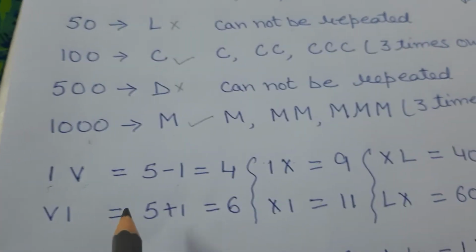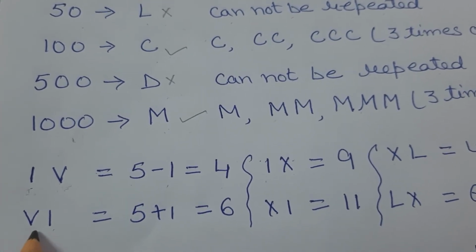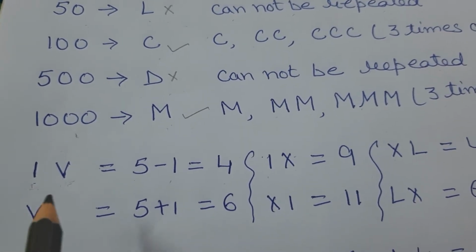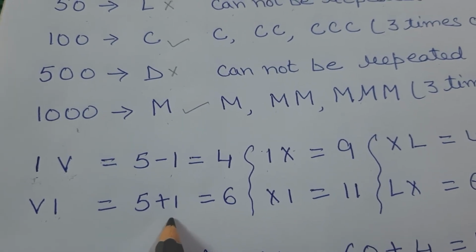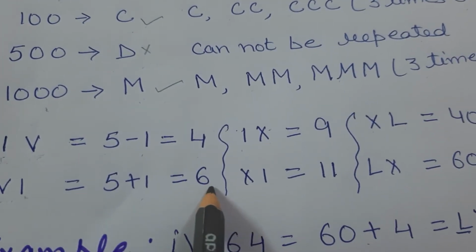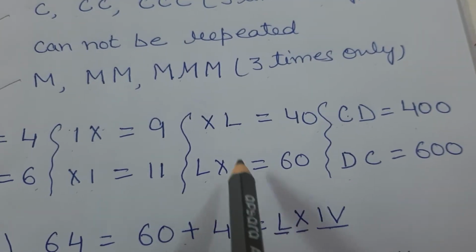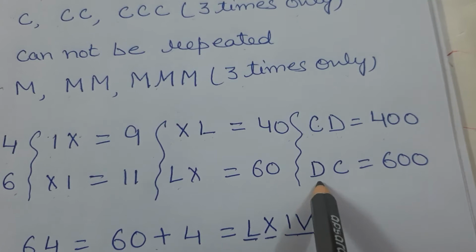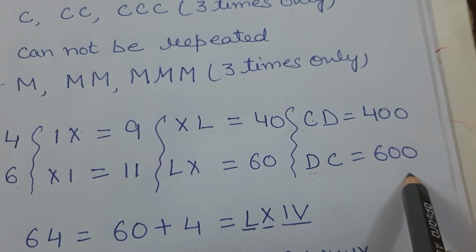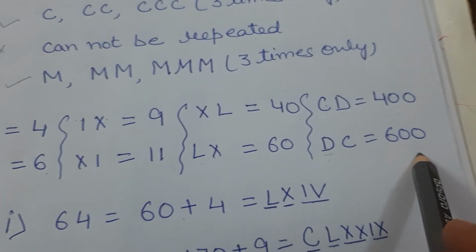But the opposite: if a smaller symbol is written after a bigger symbol, then there is addition. Means V and I. VI means 5 plus 1, that is 6. Similarly XI is 10 plus 1, 11. LX is 50 plus 10, 60. DC is 500 plus 100, that is 600. In your syllabus it is up to 1000 only.